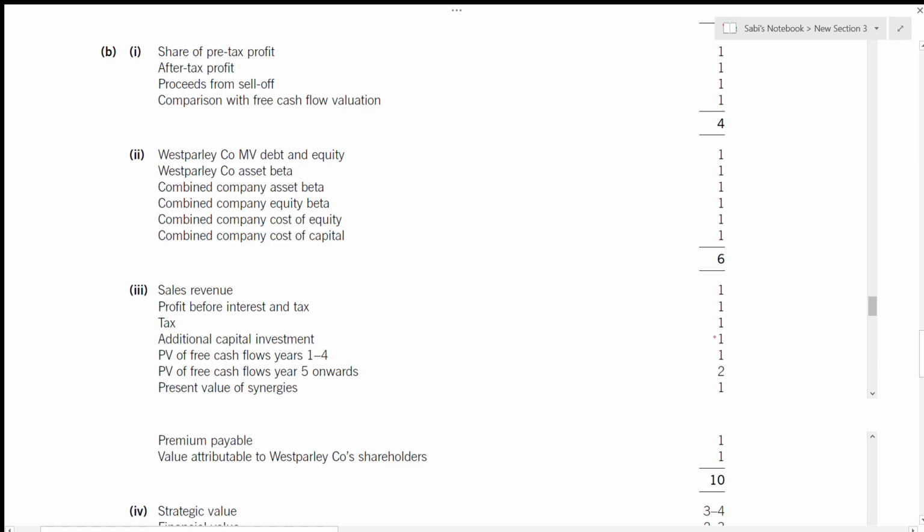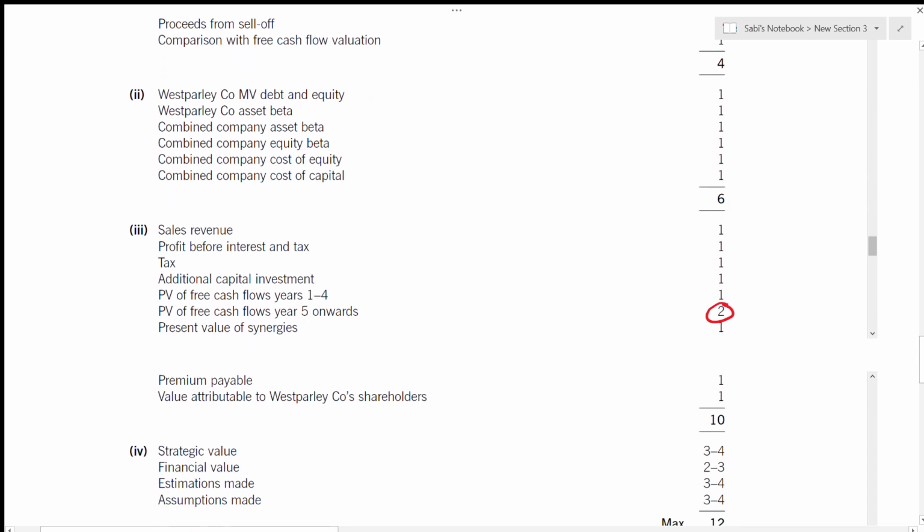Present value from year 5 onwards is 2 marks because you need to do additional calculation there. Present value of synergies is 1 mark. Premium payable is 1 mark. And final value is 1 mark. This is how you're getting the 10 marks.